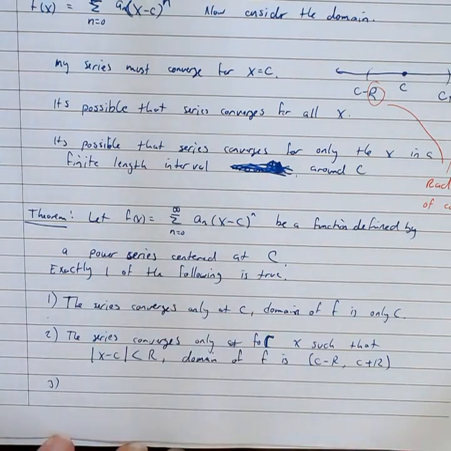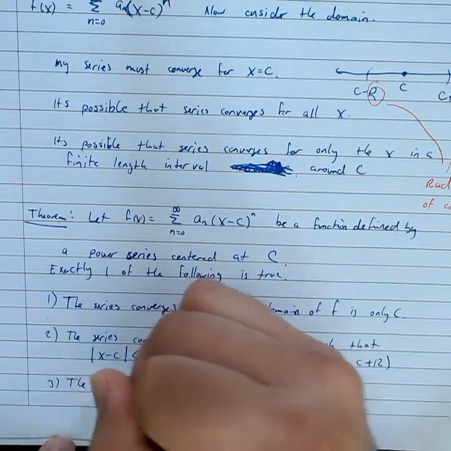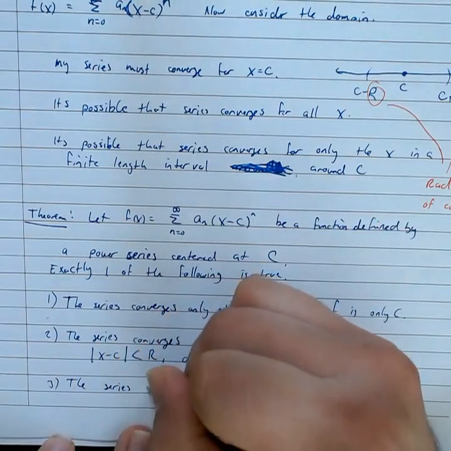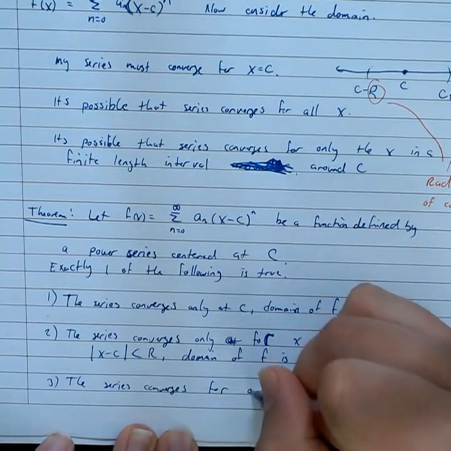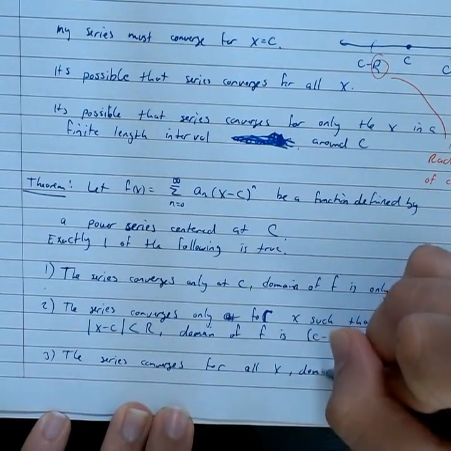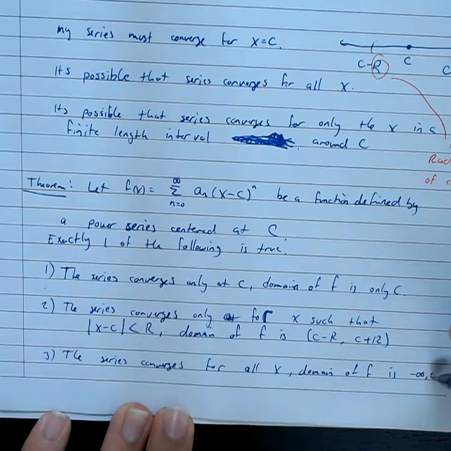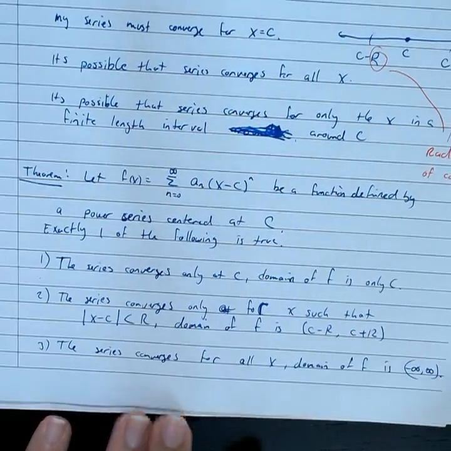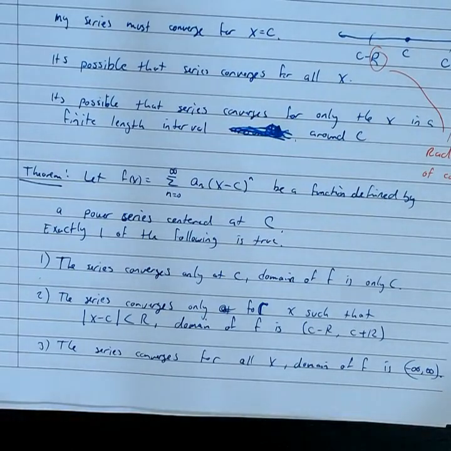And 3, the series converges for all real numbers. Converges for all x. So the domain of f is the entire number line. Okay, great. So we don't have a lot of options, which is nice because there's not too many different things that can happen. Okay, but how do I figure out which is the right one?